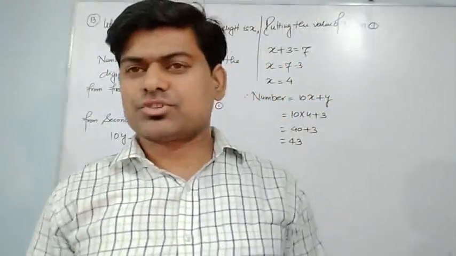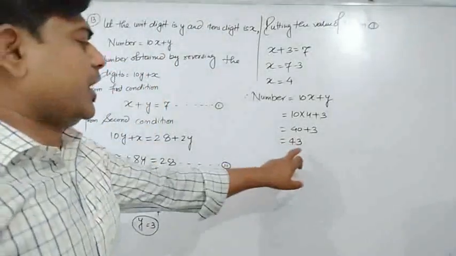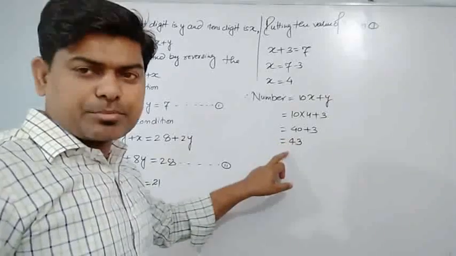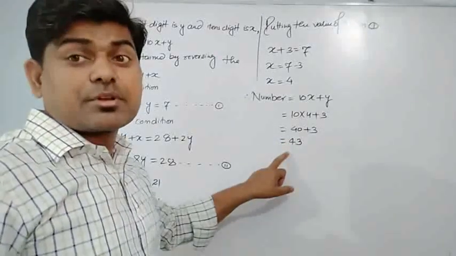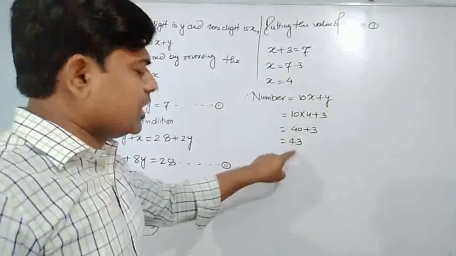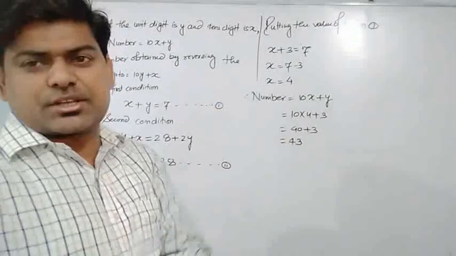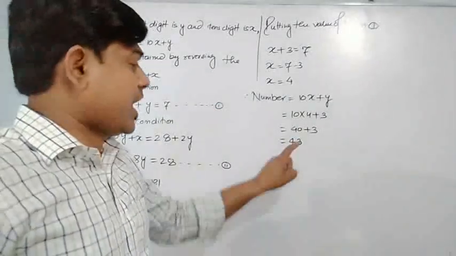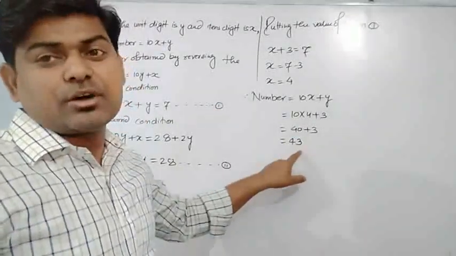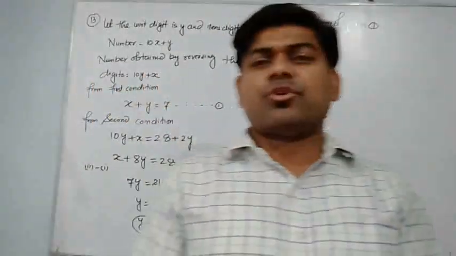This is our answer, and now we can verify the conditions also. When we obtain the number by reversing the digits, it will be 34. Now 34 is 28 more than 6. And what is the 6? 6 is 2 times the unit digit of the original number. This was the question. So I hope you have got what we have to do.